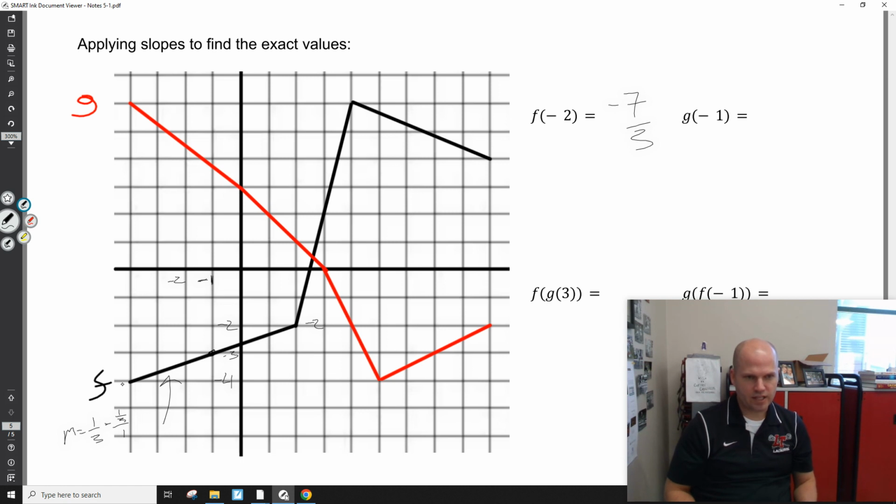The slope of this line segment is 1/3. What is the value here at negative 2? Well, I start at negative 4. I go up a third over 1. I'm at negative 3 and 2/3.